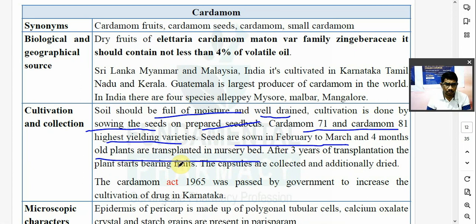Four months old plants are transplanted into the nursery bed. After 3 years of transplantation... So when do you sow the seeds? In February-March. And you have to let 4-5 months pass, then the seedlings will grow big. After 4 months you have to transplant the seedlings from the nursery bed to the field.